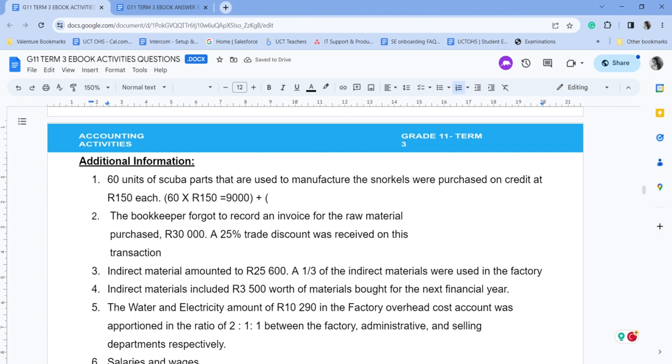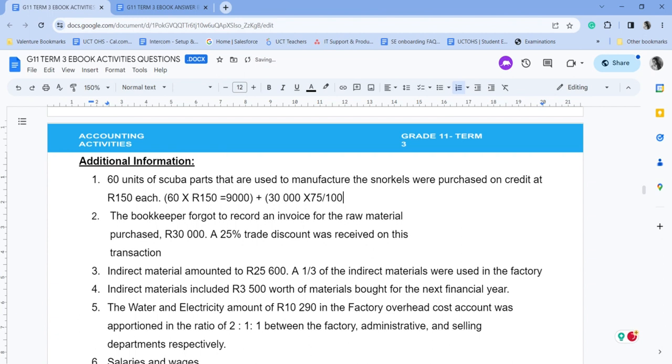So this 30,000, we were supposed to pay 30,000, but we got a discount of 25%, as they say. So it means what? We actually paid 75% of the price that we were supposed to pay.